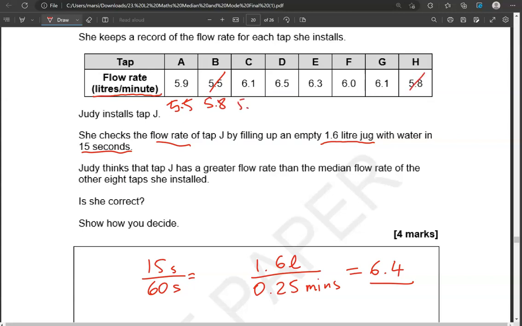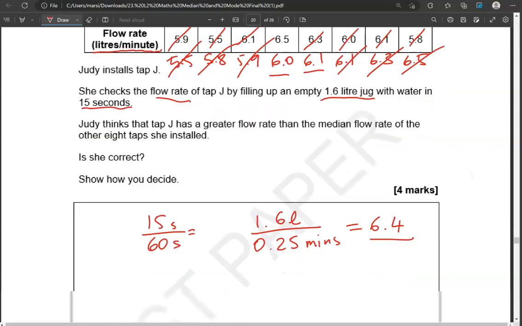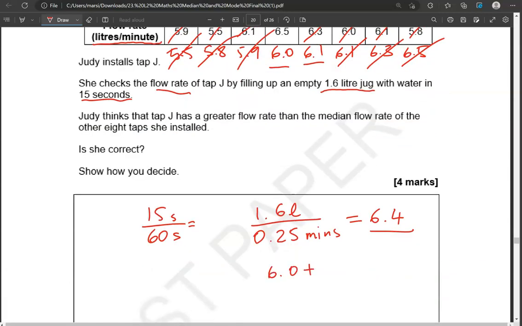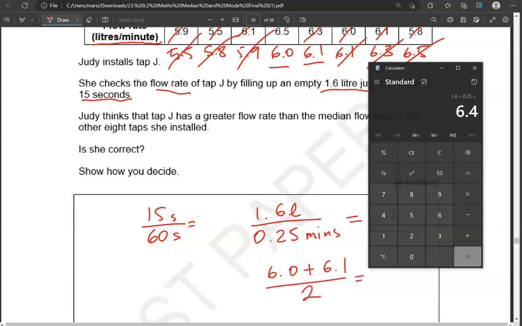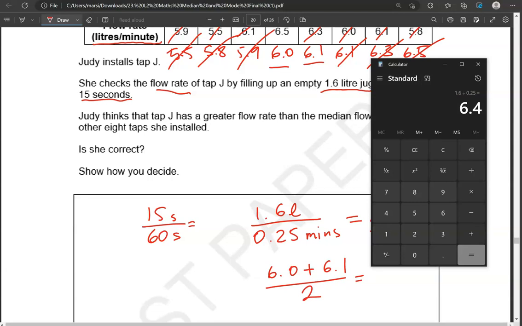Then we have 5.9, 6.0, 6.1, 6.1 again, 6.3 and 6.5. So to work out the median, we'll cross out one on each side. We have 2 in the middle, so that is 6.0 and 6.1. So the midpoint between the two is going to be 6.05.